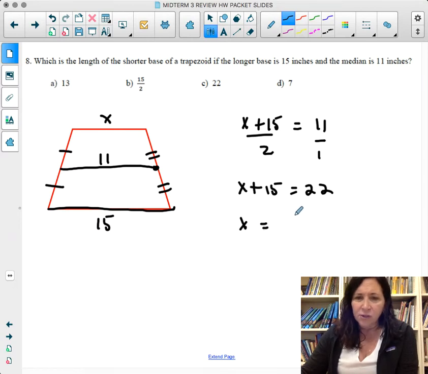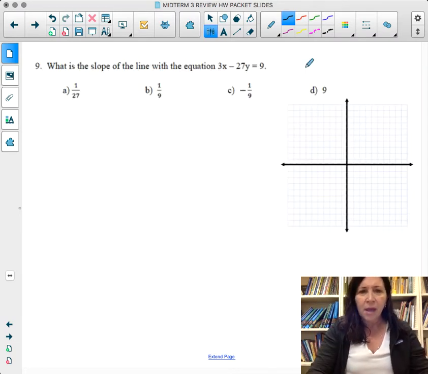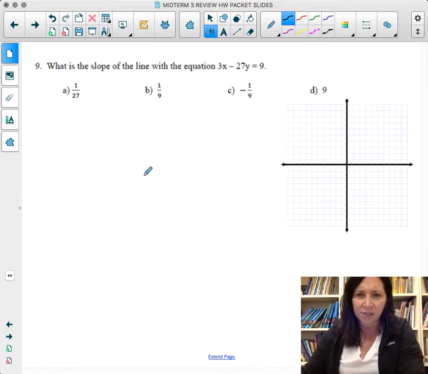So x equals 22 minus 15, which is 7. And that answer is D. Okay, so the next question says, what is the slope of the line that has this equation right here?